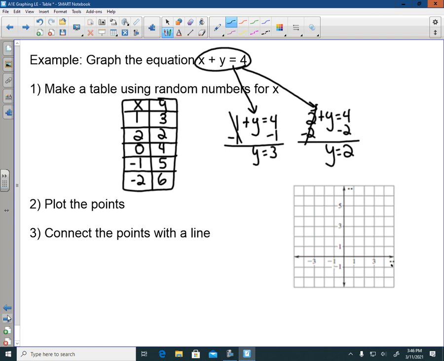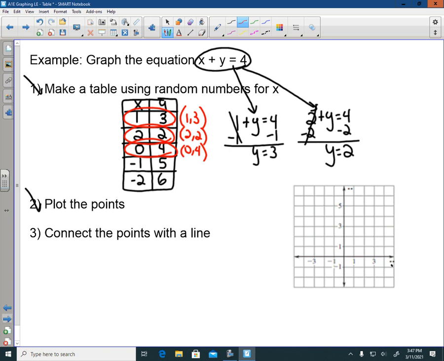Now the next thing you're going to do, we've taken care of this part, the next thing you're going to do is plot the points. Now each one of these is an x and a y value. See how you get 1, 3? That is a point that you're going to plot. You get 2, 2. These are points. 0, 4. See what I'm getting at? So let's plot this on this little piece of graph paper.